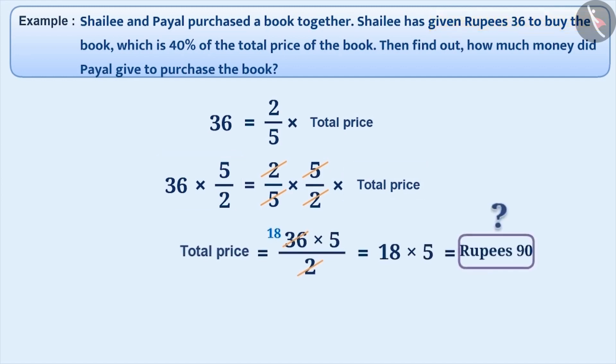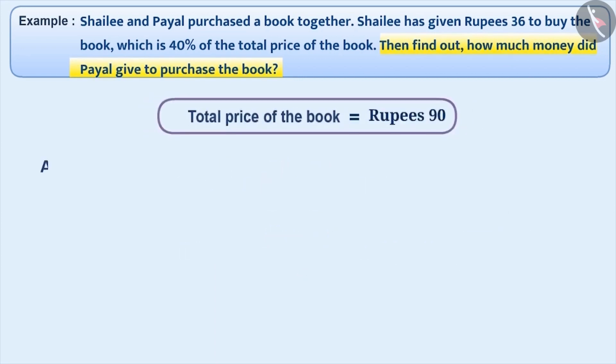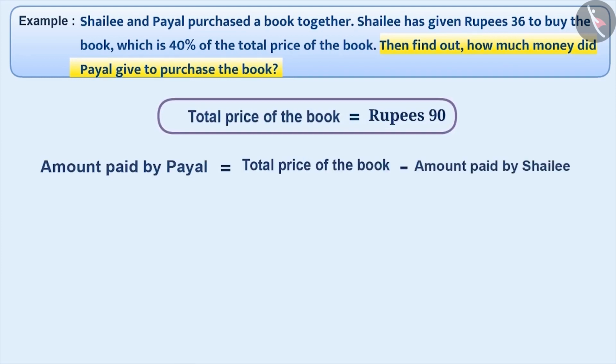Is this the answer to the given question? No. We need to find out the amount paid by Payal. We can find this in the following way. Amount paid by Payal is equal to total price of the book minus amount paid by Shaili, which is equal to 90 minus 36, which is 54. Therefore, Payal has given 54 rupees.